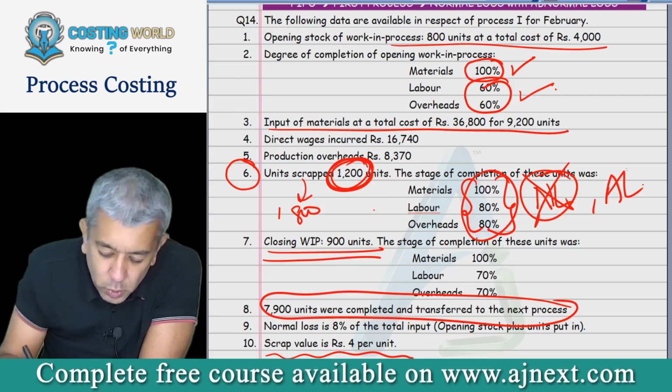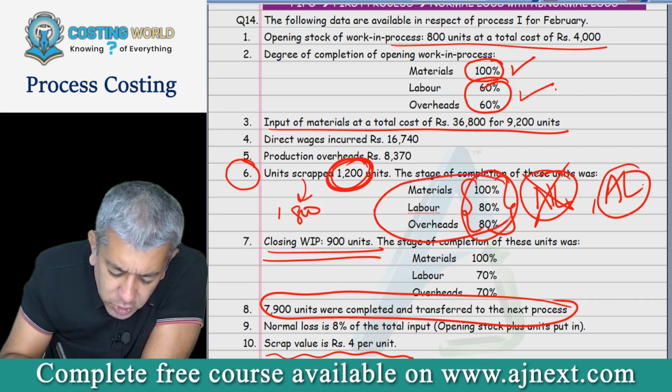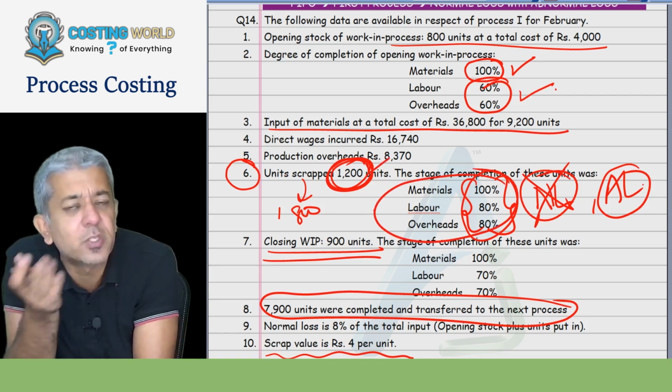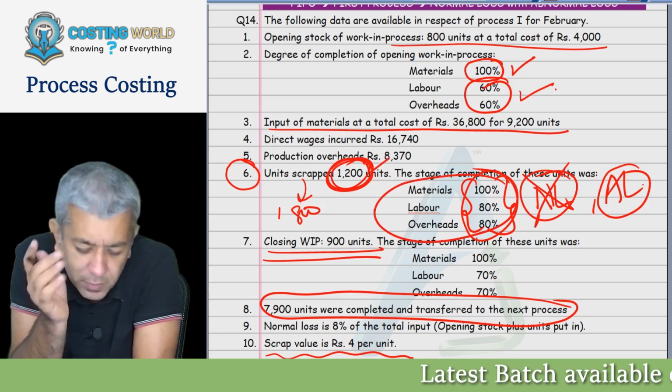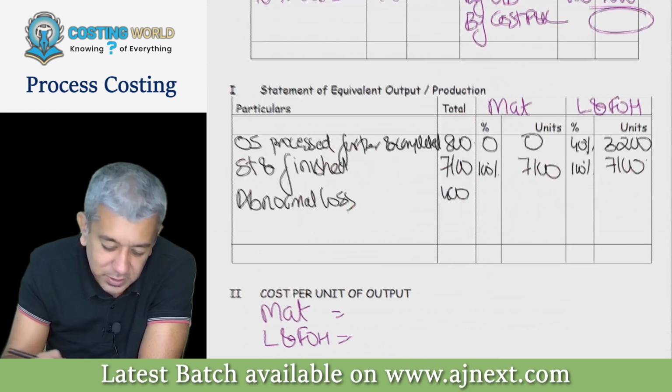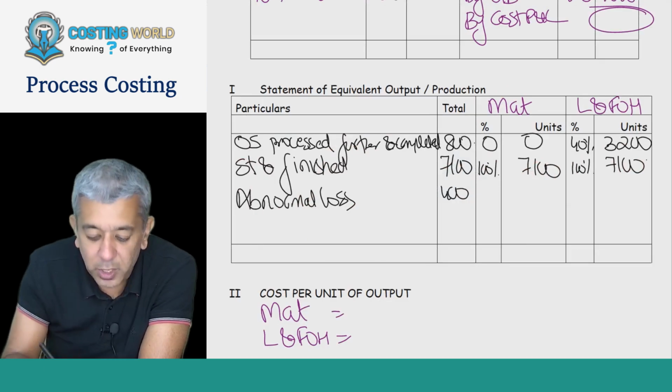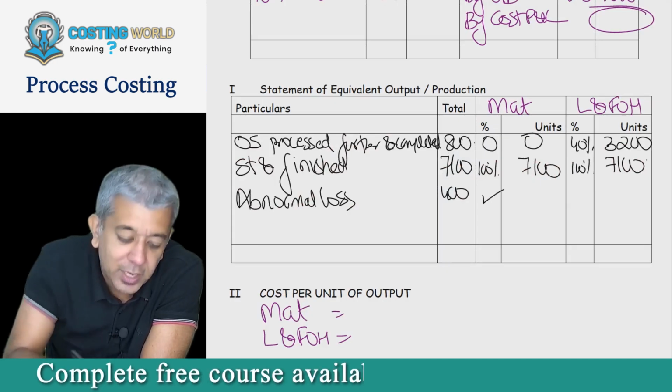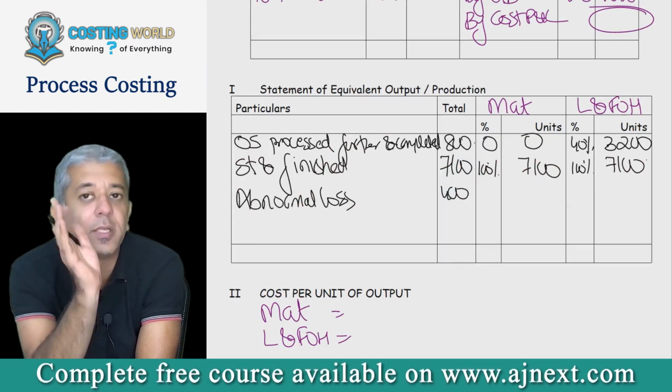So this stage of completion is of all the 1200 units, meaning of normal loss as well as abnormal loss. Now you try to tell me. It is given to you 180%. Tell me, as per you, should we write 100 over here or 0 over here? Think, you all know the answer.